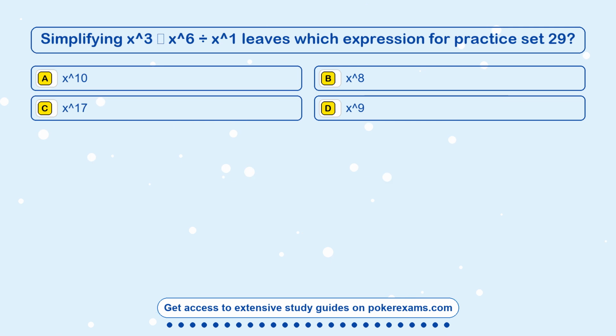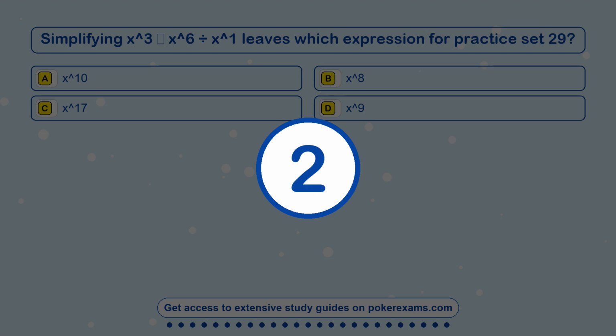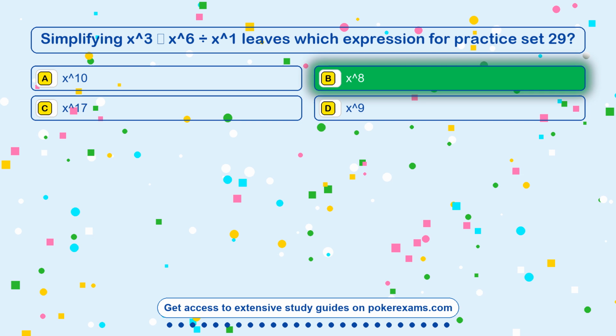Question 6. Simplifying x^3 times x^6 divided by x^1 leaves which expression for practice set 29? Option A: x^10. Option B: x^8. Option C: x^17. Option D: x^9. The correct answer is option B, x^8.